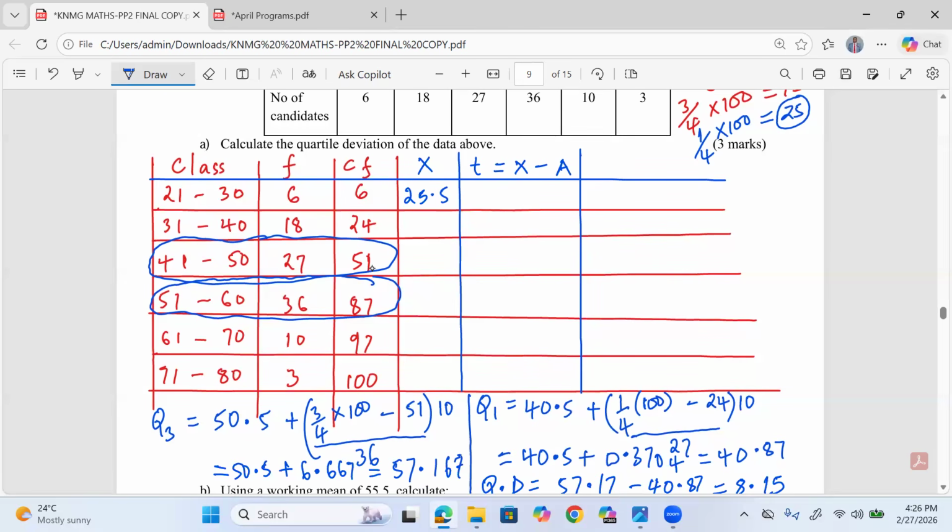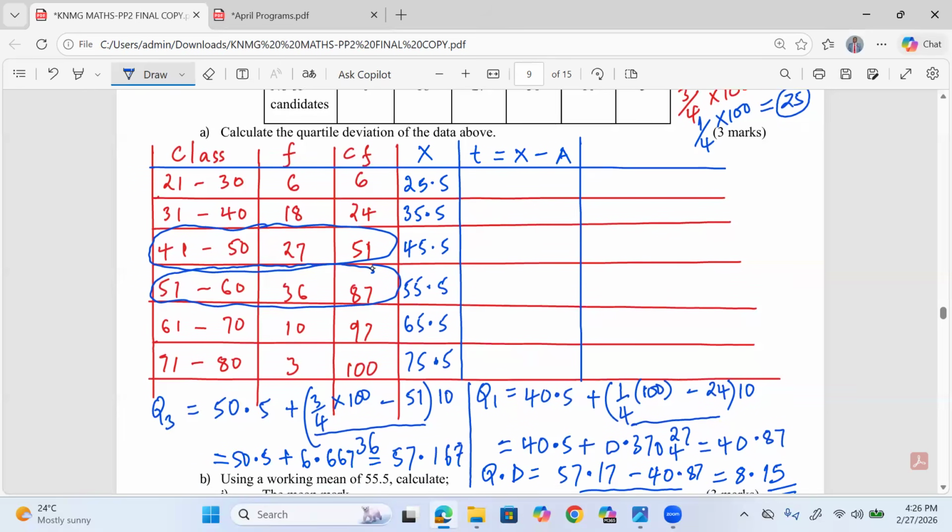The next will be 31 and 40, divided by 2, 35.5, 45.5, 55.5, 65.5, and 75.5. So we have all the midpoints now. What about the t's? What about the t's?